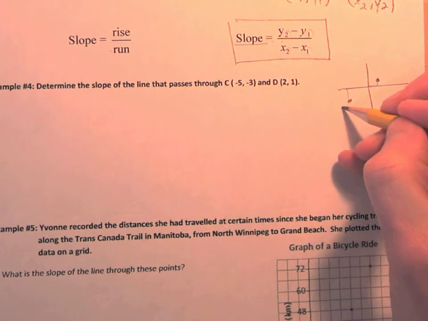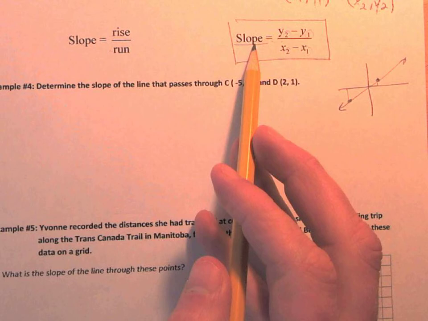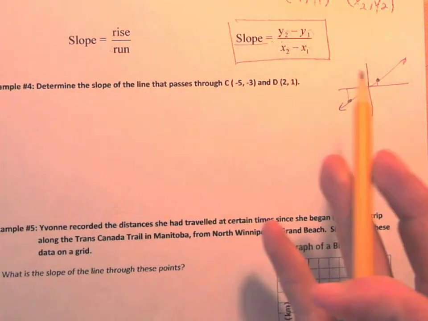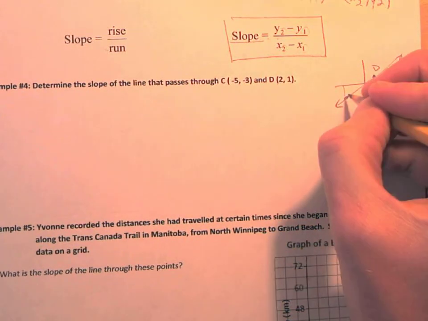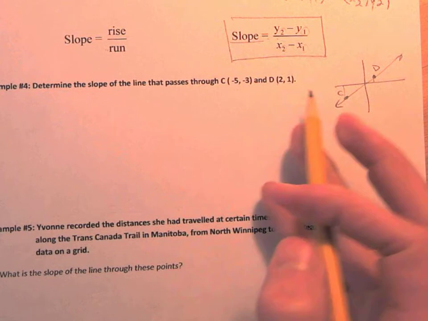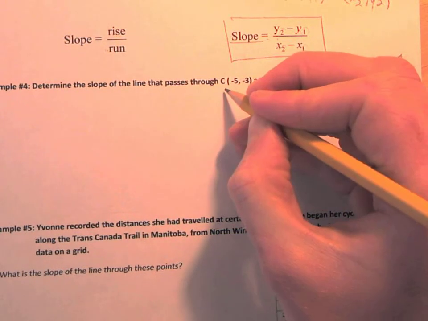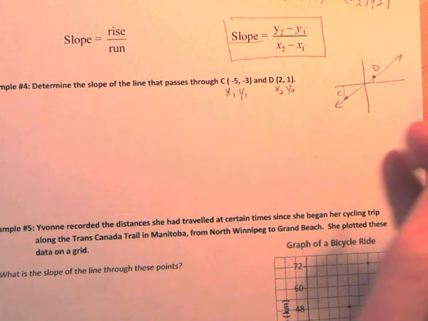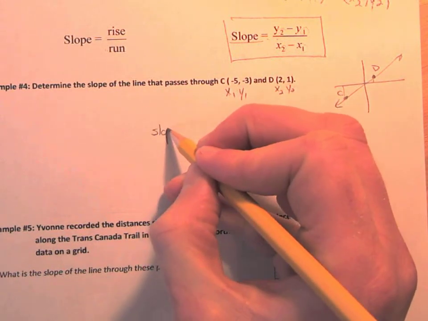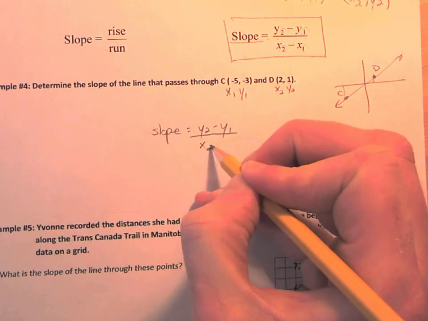So if you had a line like this, you have to find the slope of the line. So it's y2 minus y1 over x2 minus x1. This is our D point, this is our C point. Our y2 is here, and our x2 is here. Our x1 is here, and our y1 is here. So our slope here is y2 minus y1 over x2 minus x1.